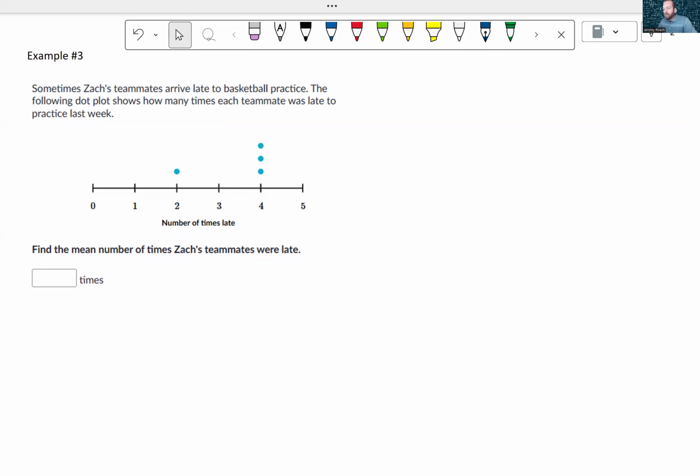It says, sometimes Zach's teammates arrive late to basketball practice. The following dot plot shows how many times each teammate was late to practice last week. Find the mean number of times Zach's teammates were late. So here we don't really want to find the middle number. We want to find the average. So the mean is the average. I'm just going to write that here.